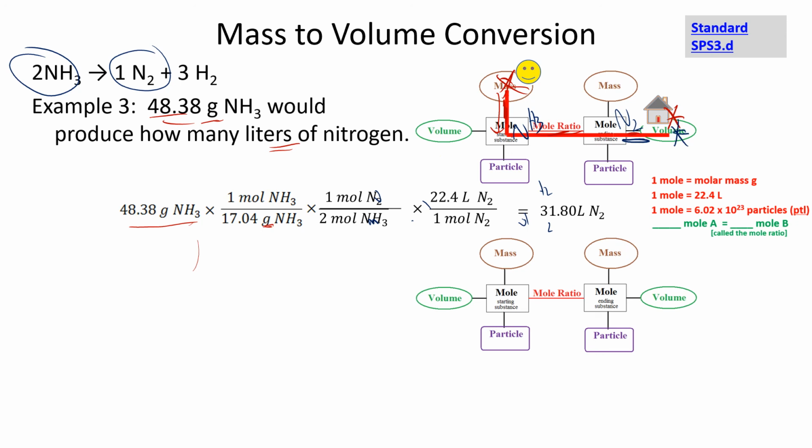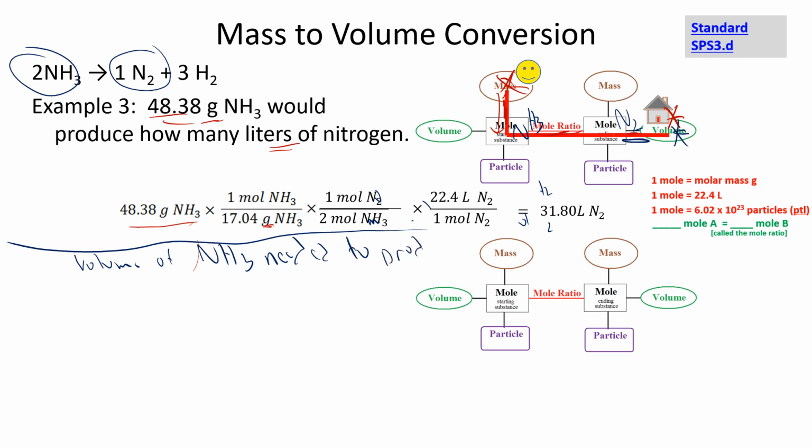So, making up a slightly different example. Hopefully my computer decides to cooperate with me. Using the same equation as above, let's determine the volume of NH3 needed to produce 68.4 liters of hydrogen. So what is the volume of ammonia needed to produce that many liters of hydrogen?